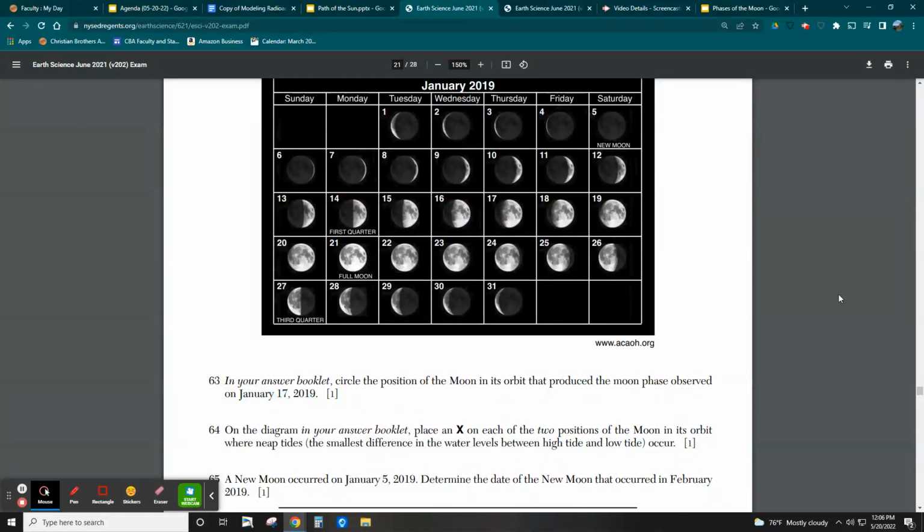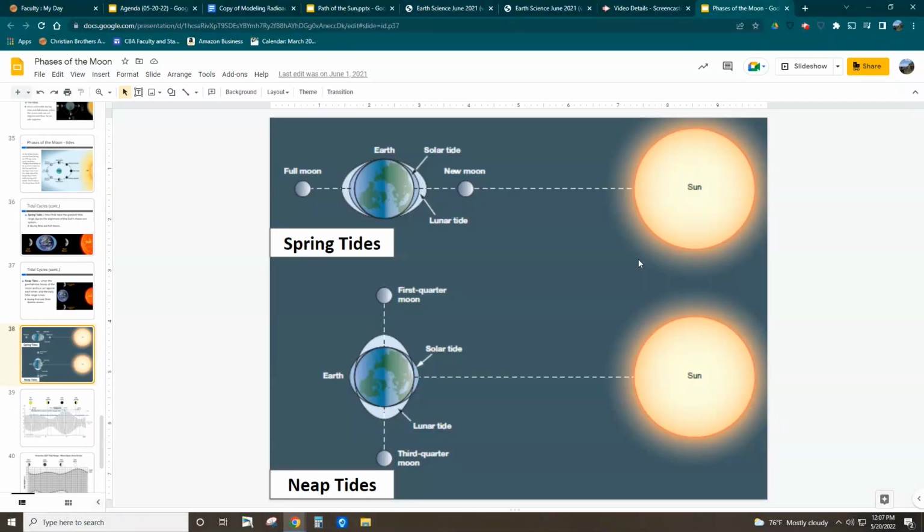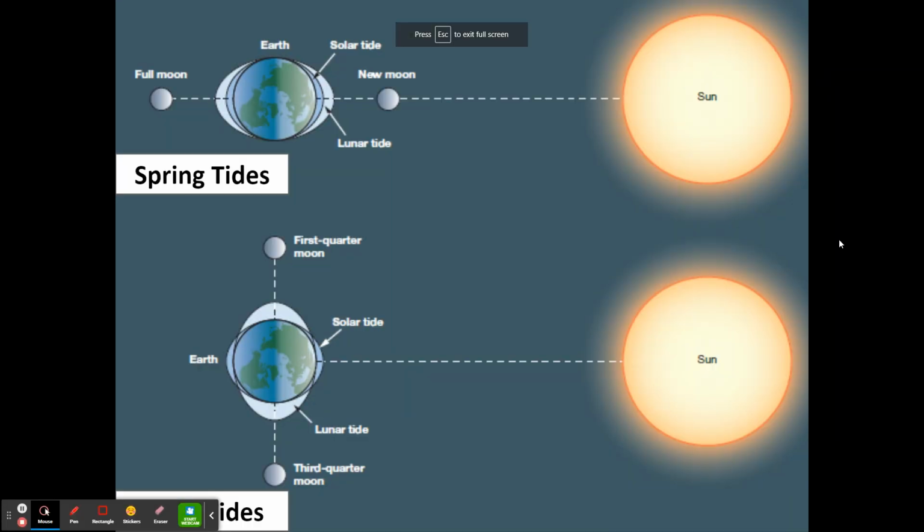Question number 64, we have another question related to the calendar of the moon phases from January 2019. In this case, we are asked a question about neap tide. This is a type of tide that has a very small change from high to low tide. And one thing to recall about tides is that they're caused by the gravitational attraction of the moon, but also to a lesser extent by the sun.